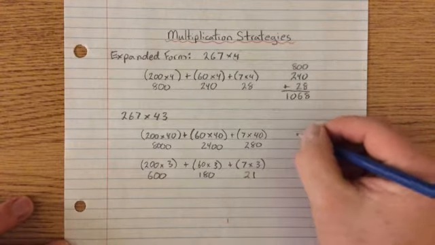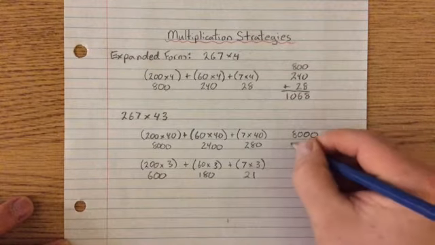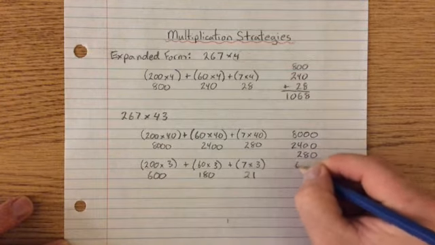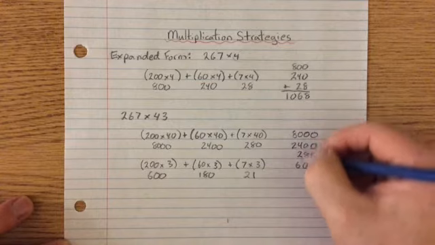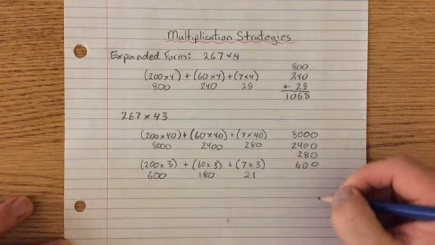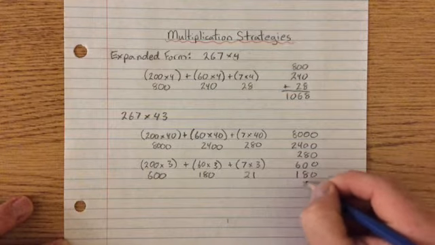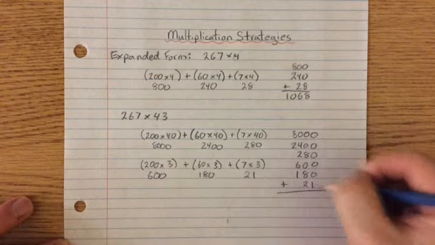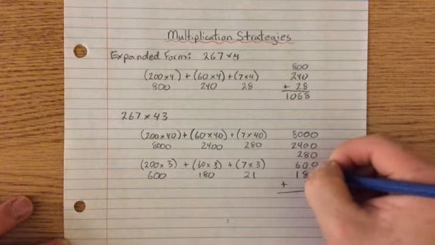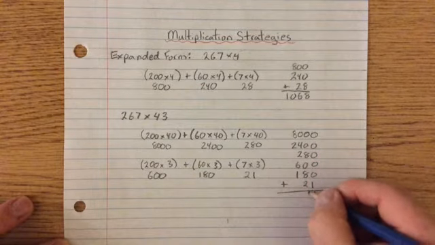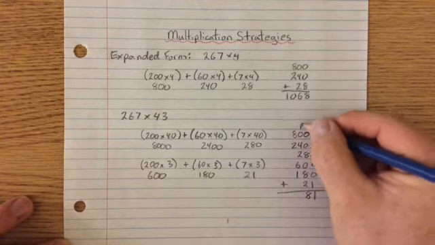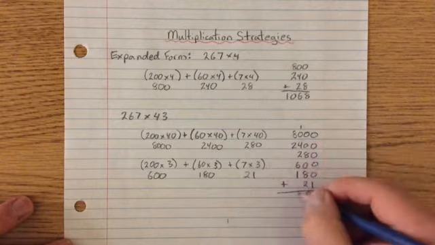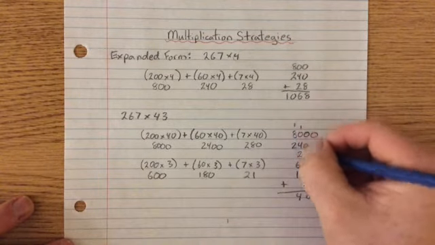Now I'm adding all of these numbers up. 8,000, 2,400, 280, 600, and I'm trying to keep them all lined up nice and easy so I can just go down the line and add them up. 180 and 21. Add them up. That equals 1, 8, 8, and a 2. Well, 2 and 8 is 10, plus 8 is 18. I'll carry that 1 over here. 1 plus 4 is 5, plus 2 is 7, plus 7 is 14. Carry the 1. Gives me 11.